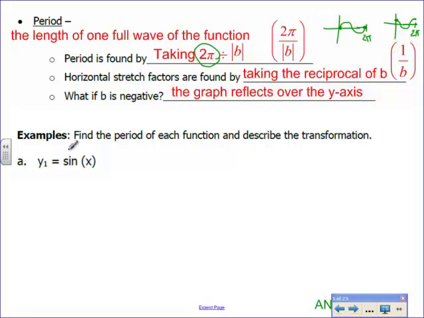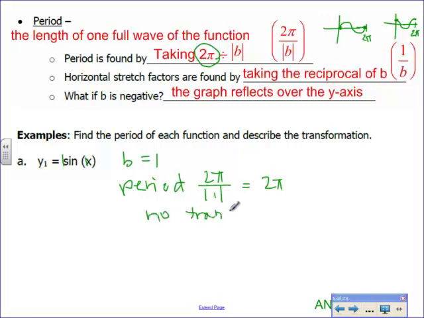Find the period of each and describe the transformation is this next set of examples. Again, we start with the basic, where we have 1 sine of 1x. So our B value is 1, which means our period is going to be 2 pi divided by the absolute value of 1, which just gets you 2 pi. This is going to mean there is no transformation from the original.